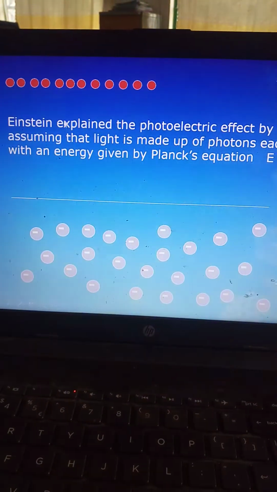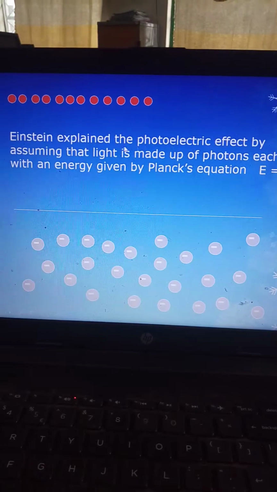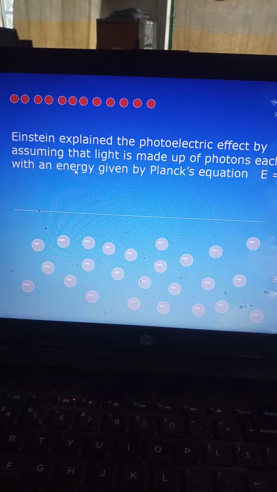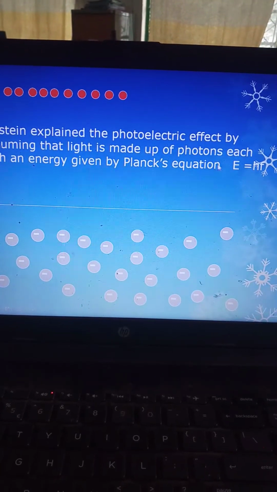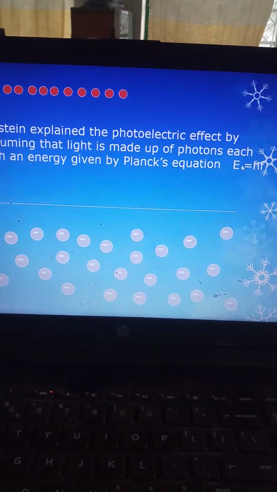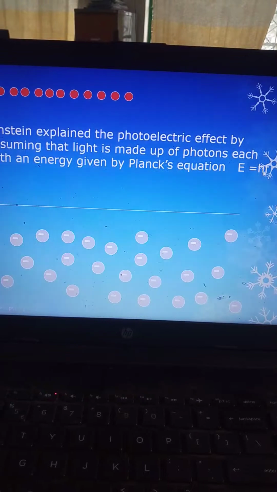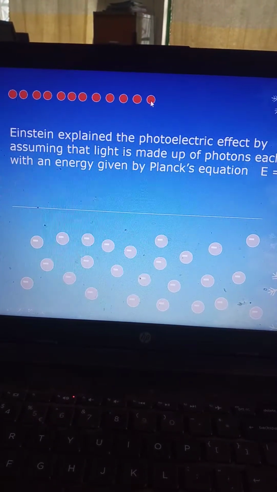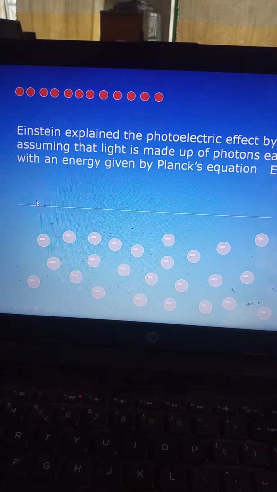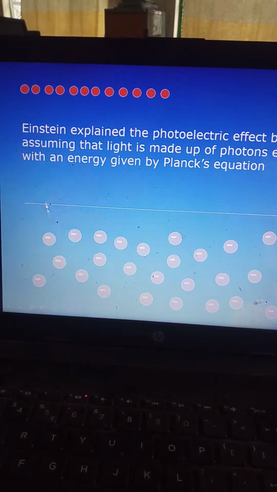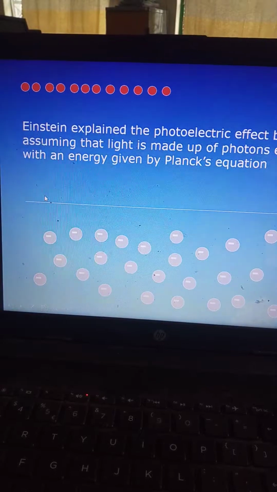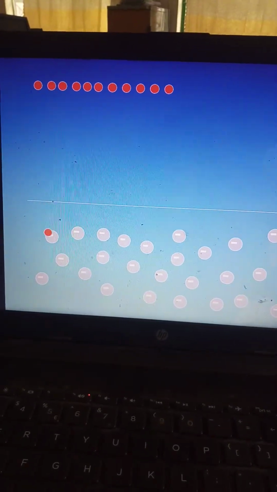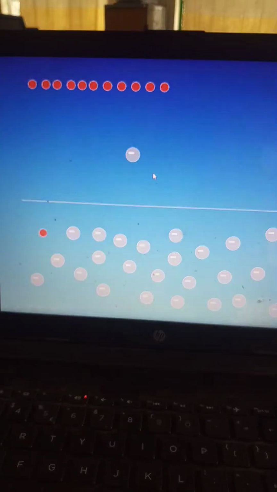What Einstein used: Einstein explained the photoelectric effect by assuming that light is made up of photons, each with an energy given by Planck's equation, Planck's constant times frequency. So we want to assume that these are the photons. This is a metal surface and it has got electrons. So what happens? A photon comes, knocks an electron, and an electron is ejected.